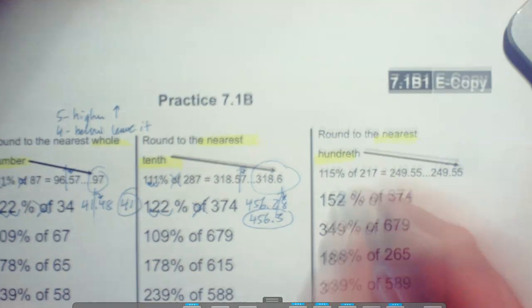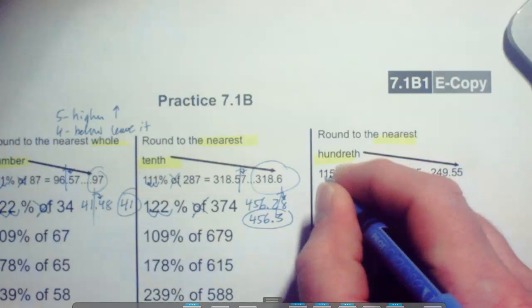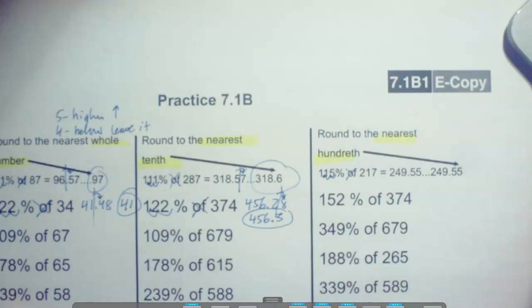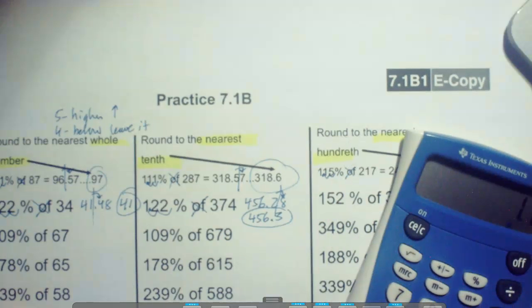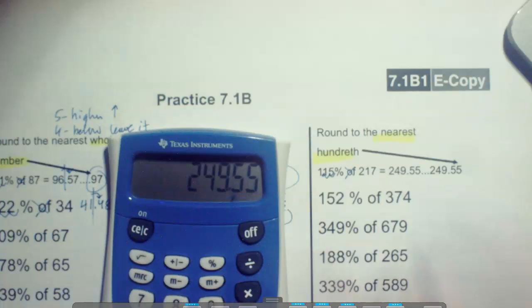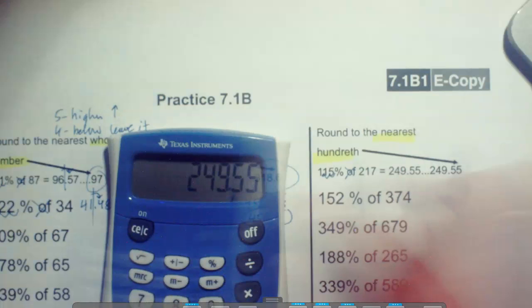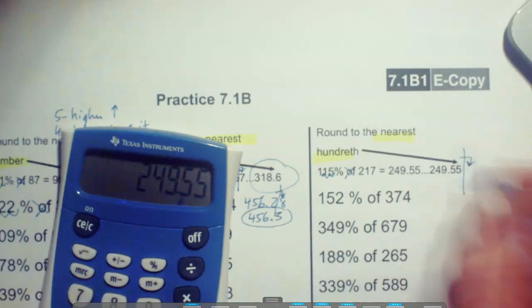All right. Here we have 115% of 217. Let's move the decimal. Make that into a multiplication sign. So we have 1.15. We're multiplying that times 217. And we got 249.55, which is the correct answer here. We're on to the nearest hundredth. So we put our wall in there and we look behind it. Is there anything there? No. So there's our answer right there.